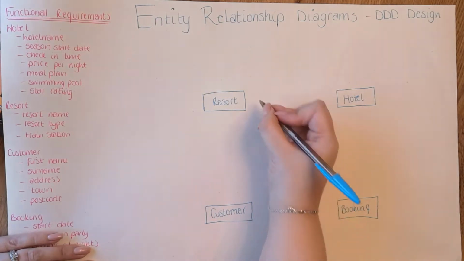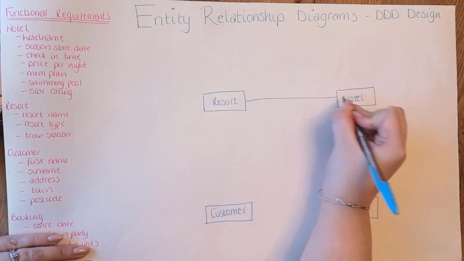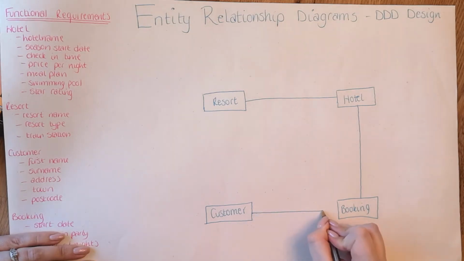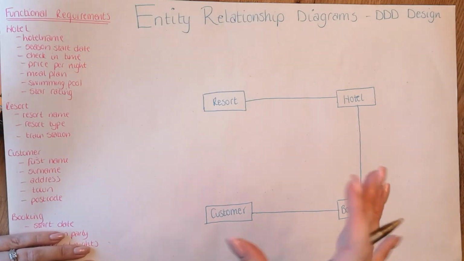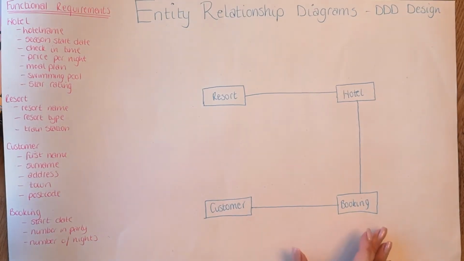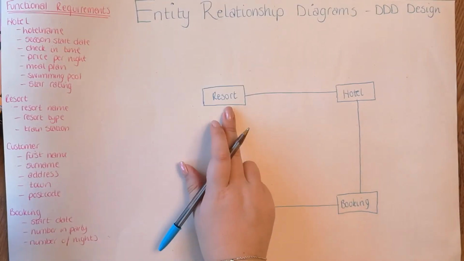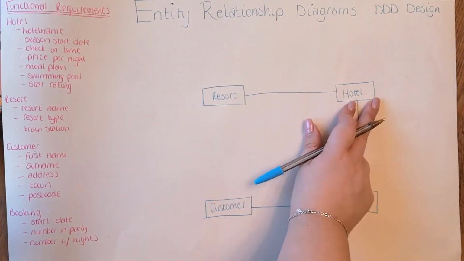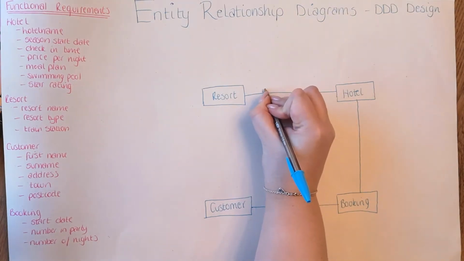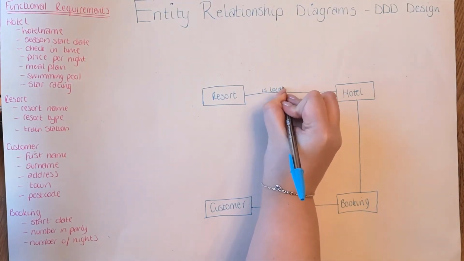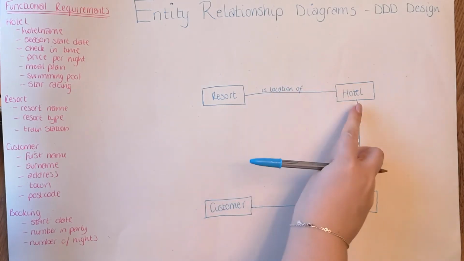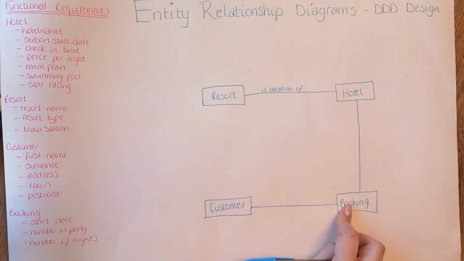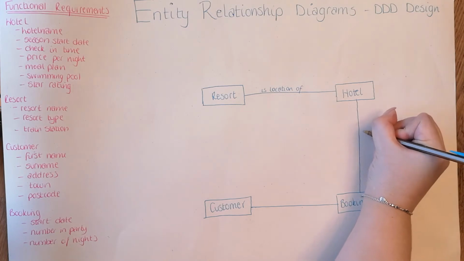Now we need to pop our links in, okay? So there should be a link between resort and hotel, a link between hotel and booking, and a link between customer and booking. And before you start thinking about the relationship types, whether it's a one-to-many or a one-to-one relationship, what we need to think about is what we might name these. So a resort perhaps is the different location for the hotels, so we could pop that in. So we'll just put is location of hotels. Okay, we've got hotel perhaps can be booked, so let's put can be down here.